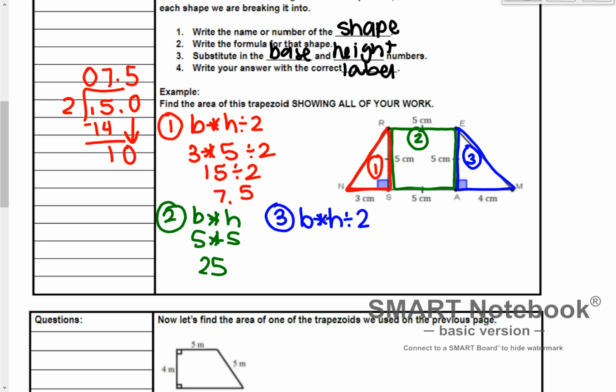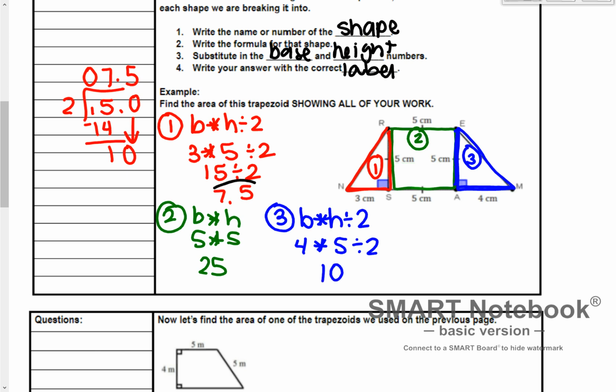That way, because the biggest mistake I would see students make when finding an area is for triangles, they forget to divide by 2. So base times height, base is 4, height is 5. 4 times 5 is 20, divided by 2, 10.